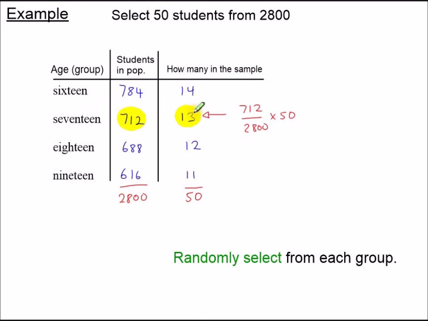How do you select those 13 from those 712? You use a random selection process, the same method that we went through before for simple random sampling. So you would make use of random number tables or your calculator's random number generator and so on. For practice, try these questions.